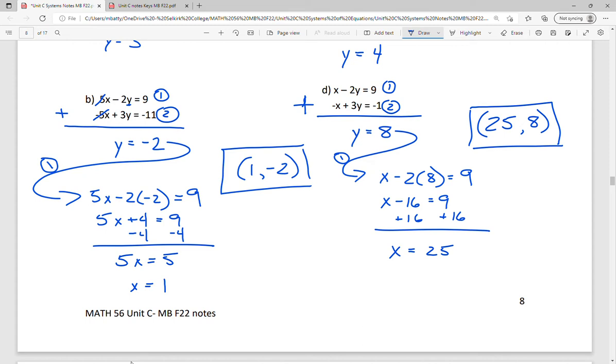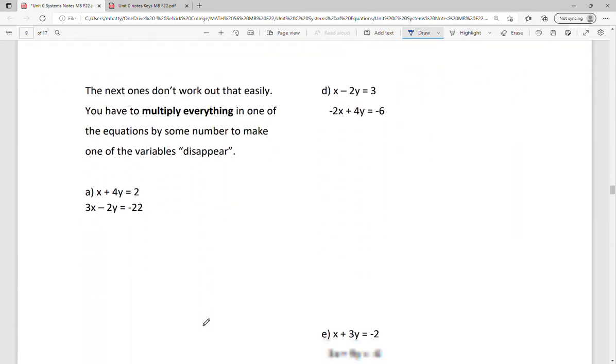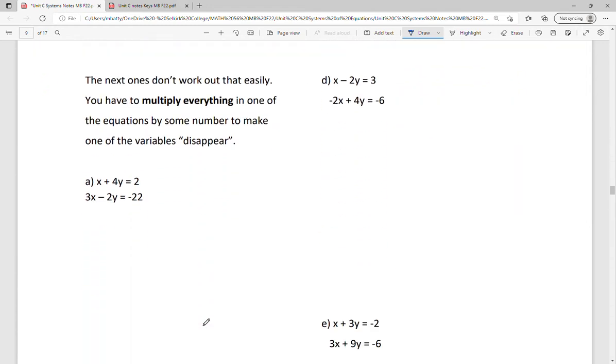Not so bad. The next page gives us something that's a little closer to reality. So these ones were all primed to totally work out when you just added them together. All 4 of these had one of the variables that just disappeared when you added them together. The next ones don't work out quite that easily. The other thing on this next page is that we will see those lines of truth or those lines of nonsense that represent a dependent system or an inconsistent system. So same as the approach last time.